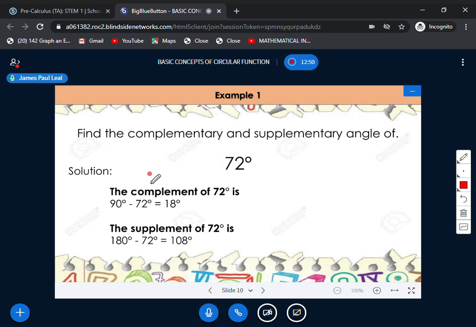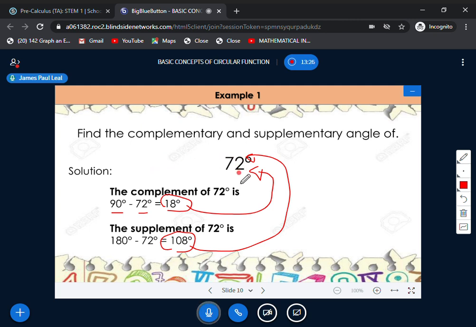All you have to do, of course, is to subtract, using the complementary and the supplementary values. For complement, 90 degrees minus 72, then the 18 degrees is the complement angle to make it complementary with 72. And here, for supplement, 180 minus 72, you just need to subtract only. So 180 minus 72, you will be having 108. So this is the supplementary angle of 72. Simple as that.